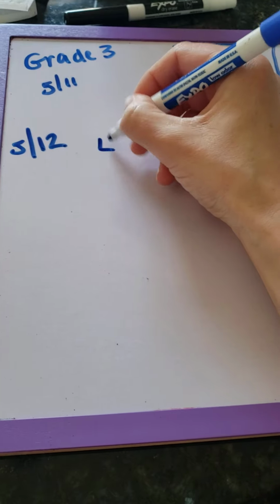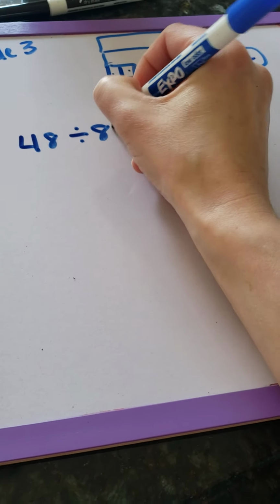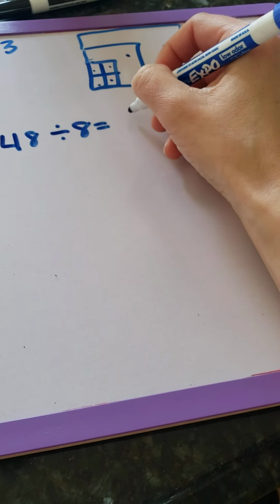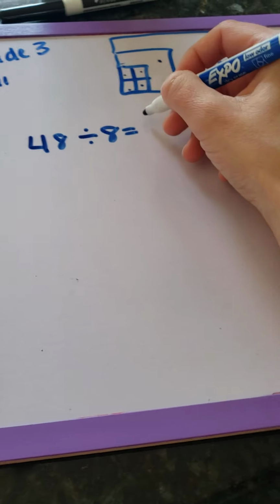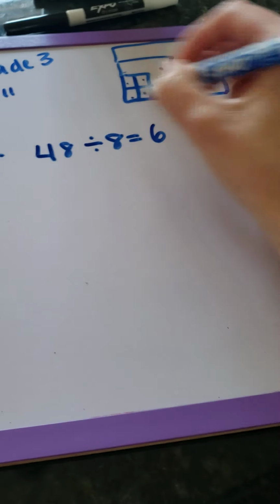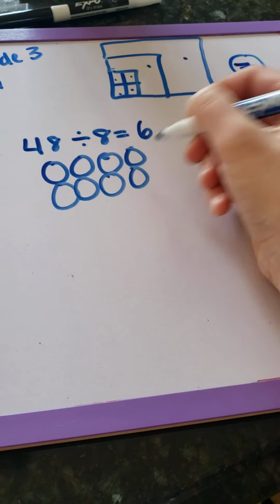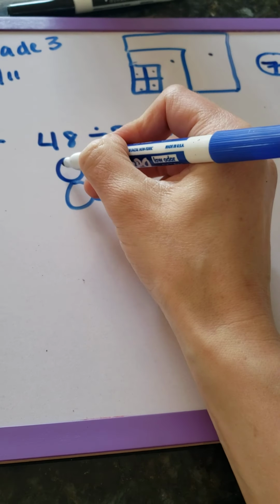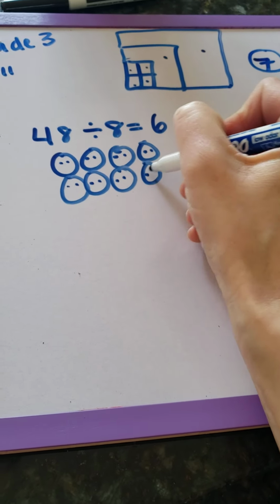On 512, if 48 Oreo cookies were shared equally among 8 children, each child will get blank Oreo cookies. That's a division problem. I have 48 divided by 8 would be 6. If I'm not sure, I could also use the draw a picture strategy and give each child cookies until I run out, right? So 1, 2, 3, 4, 5, 6, 7, 8, 9, 10, 11, 12, 13, 14, 15, 16.